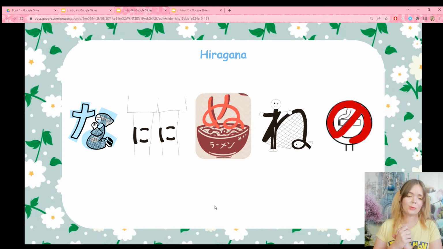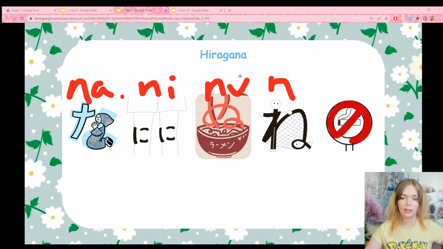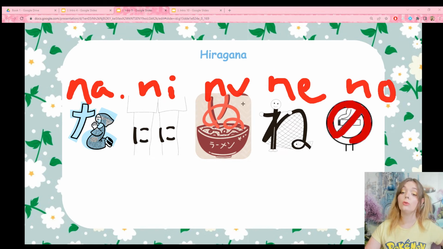All right, we're almost done. Let's take a look at our new hiragana. We are in the n-row today. Most of them are fairly easy. First, let's go in order. We have na, ni, nu, ne, and no. Na, ni, nu, ne, no.